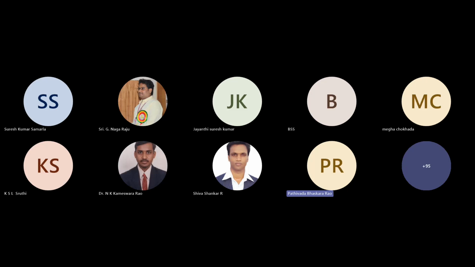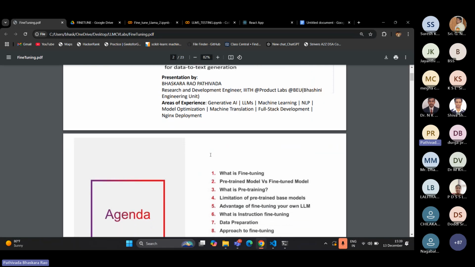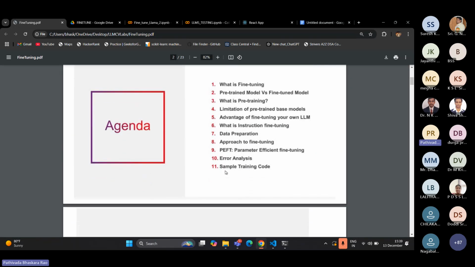We can do inference either, or we can go for fine tuning with our use case. So what is fine tuning? We'll see what is fine tuning, what is the difference between the pre-trained model and the fine tuned model, what is actually pre-training, and what are the limitations and advantages. We'll see how we prepare the data set for fine tuning, what the different approaches for fine tuning are, and if after fine tuning we are not satisfied with the accuracy, how we can improve the accuracy and make it more robust.